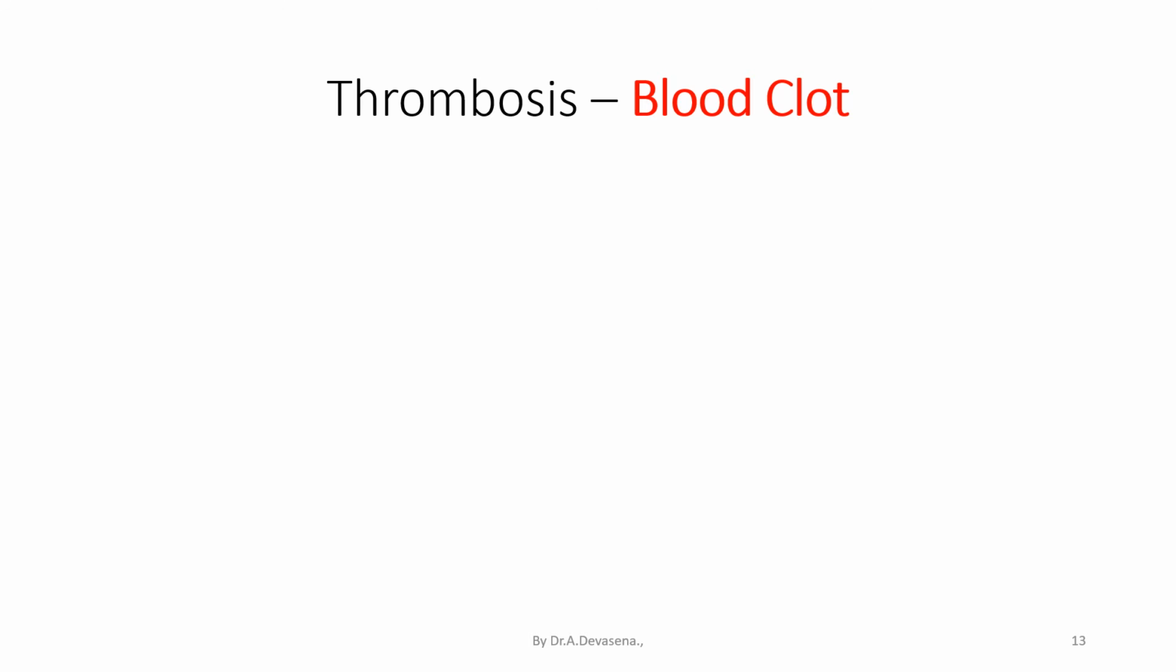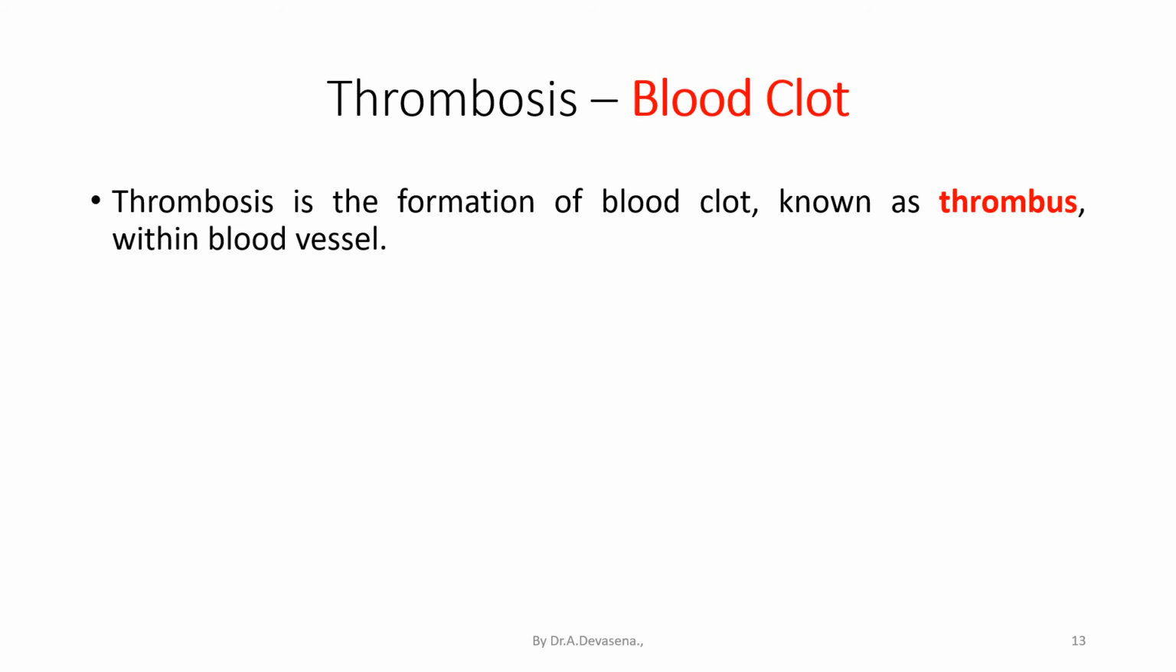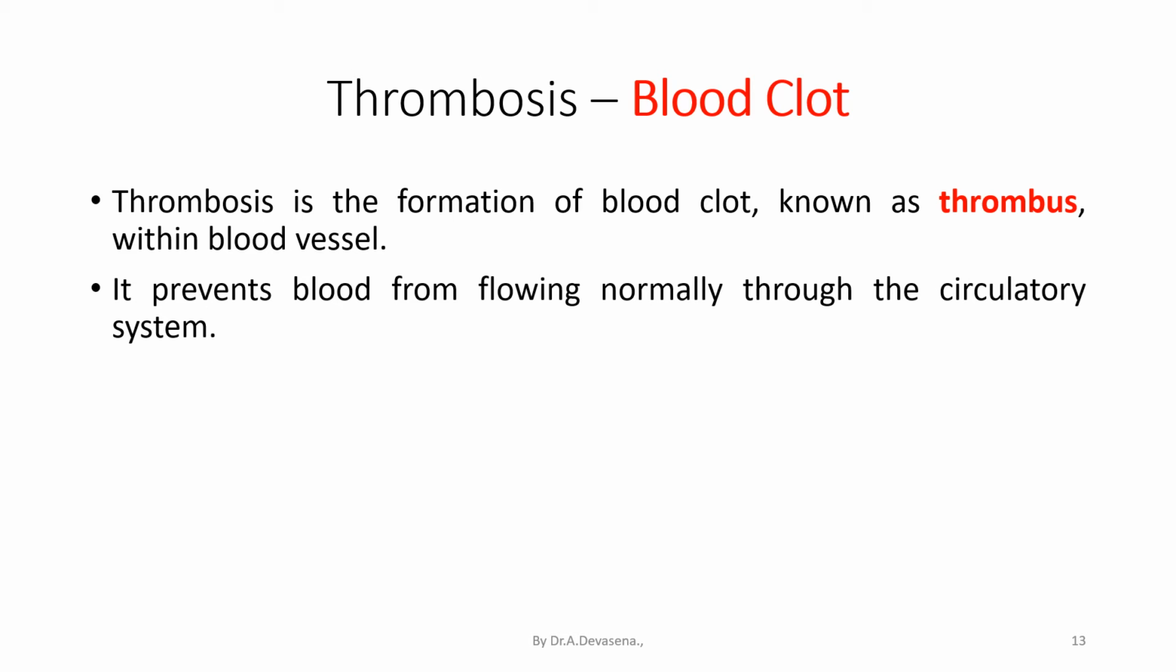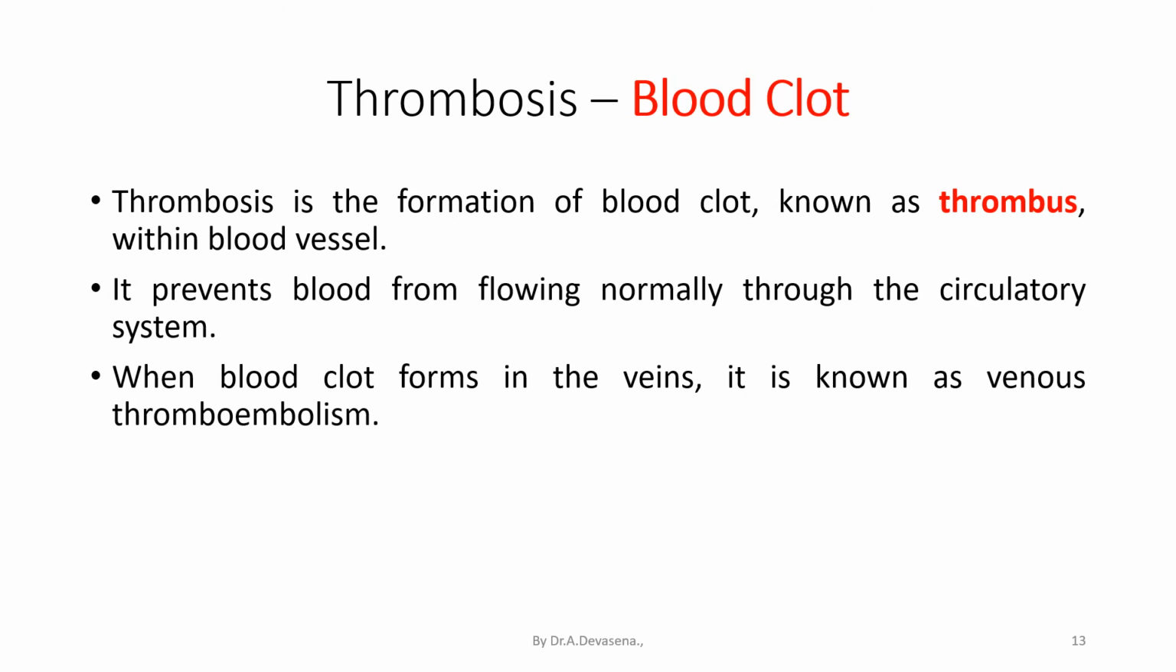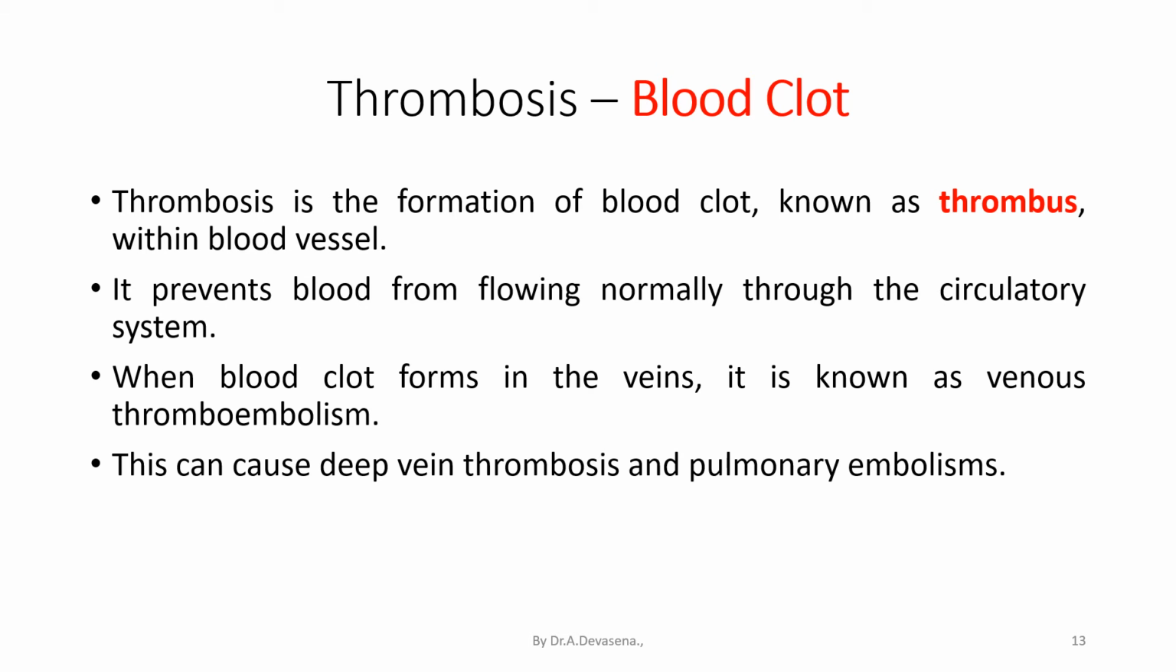Now we are going to discuss about thrombosis, that is blood clot. Thrombosis is the formation of blood clot known as thrombus within the blood vessel. It prevents blood from flowing normally through the circulatory system. When blood clot forms in the veins, it is known as venous thromboembolism. This can cause deep vein thrombosis and pulmonary embolisms.